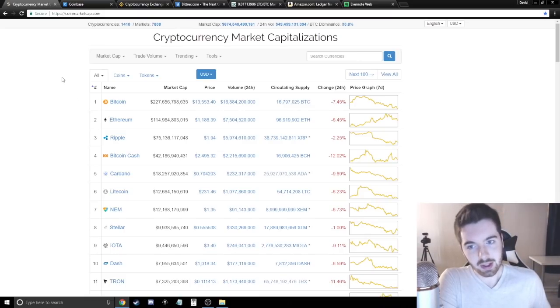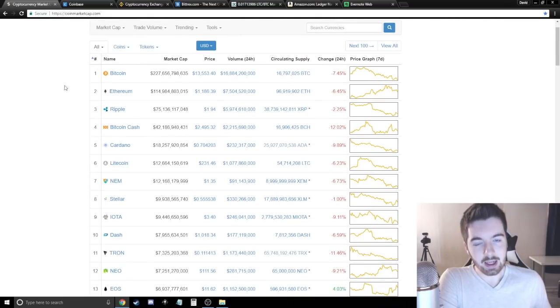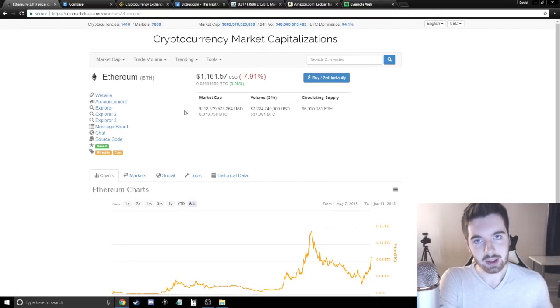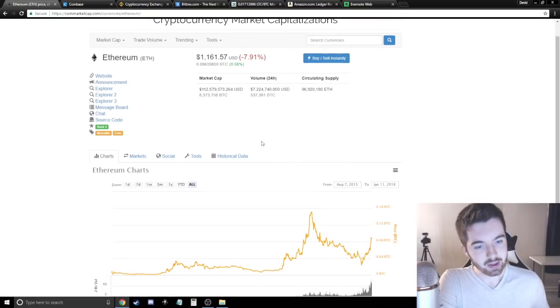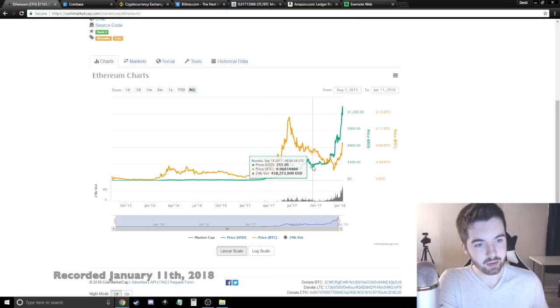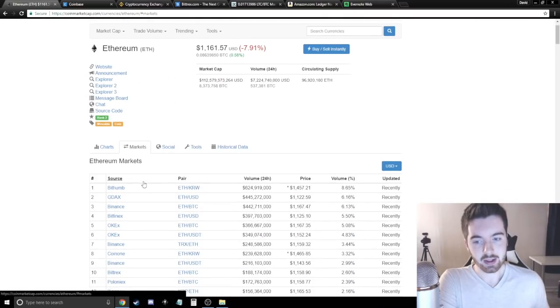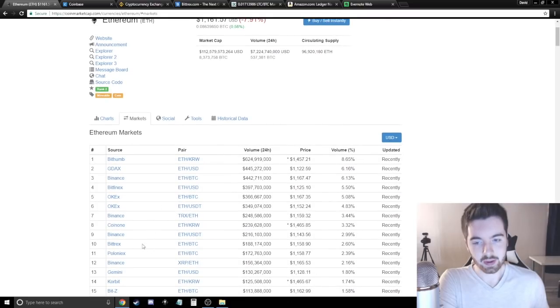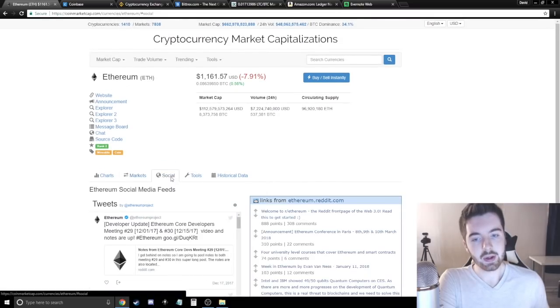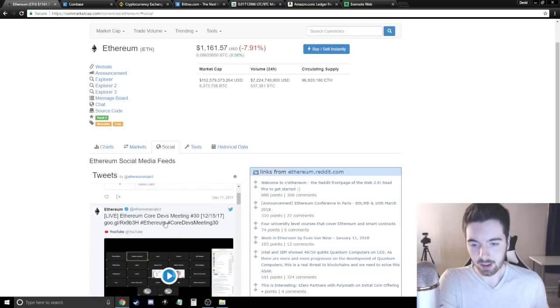If you go on this website, you can see a list of all of them. And if you're interested in one of them, you can click on it. Like Ethereum right here is a really good one. So after you click on it, you can see the price charts. You can do US dollar charts, Bitcoin charts. You can click on markets here and see where it's being sold and traded. You can go on the social tab to see any news that's coming out about it.